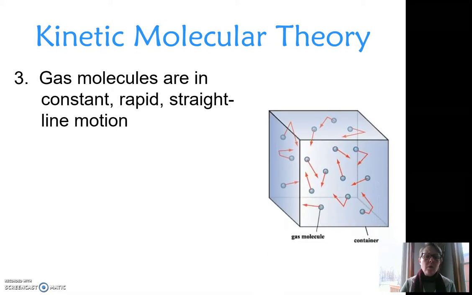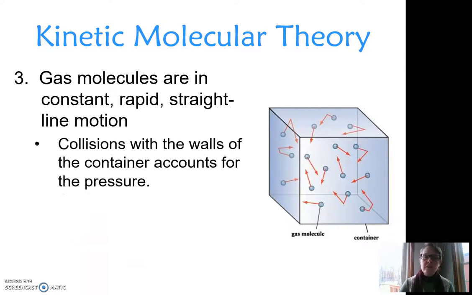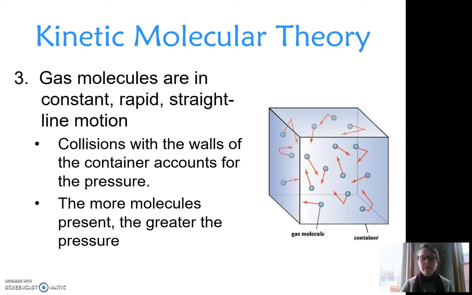The gas molecules are always moving in constant, rapid, straight line motion. They don't see something coming and swerve to miss it. They just run straight on into it, bounce off, and head in the other direction. Collisions with the walls of the containers is what accounts for the pressure. If they were able to curve to the side, they would never hit the wall of the container. We wouldn't have gas pressure. The more molecules you have, the greater the pressure is going to be because there's more collisions with the wall of the container.